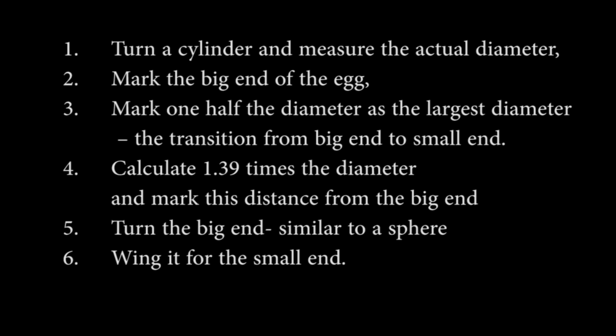1. Turn a cylinder and measure the actual diameter. 2. Mark the big end of the egg. 3. Mark 1/2 the diameter as the largest diameter, the transition from big end to little end. 4. Calculate 1.39 times the diameter and mark this distance from the big end. This will be the small end of the egg. 5. Perhaps use some of the octagon method for a perfect sphere on the big end. And 6. Wing it for the small end.